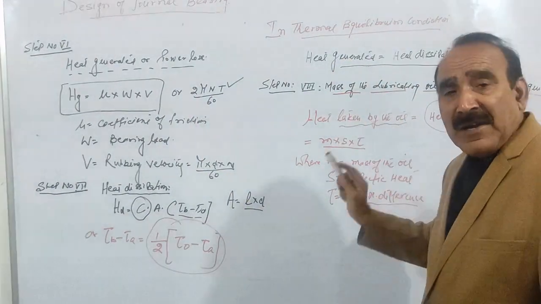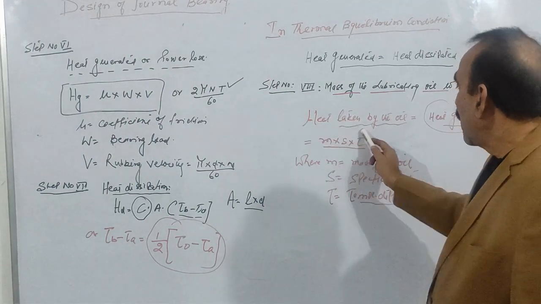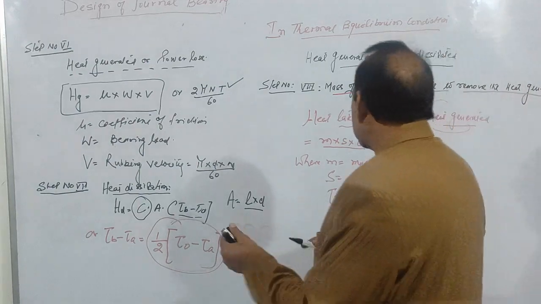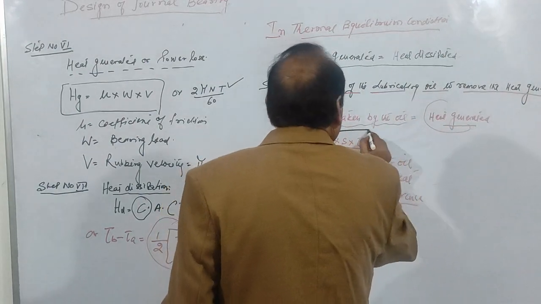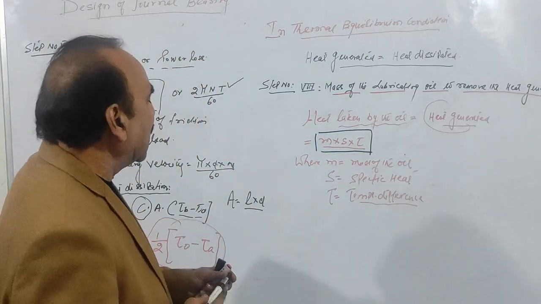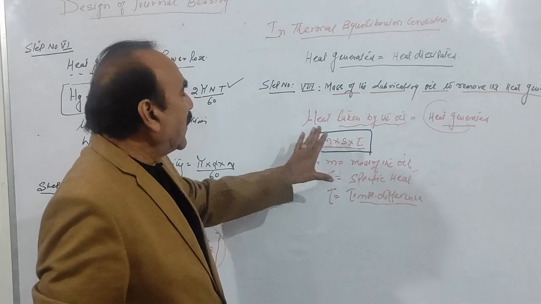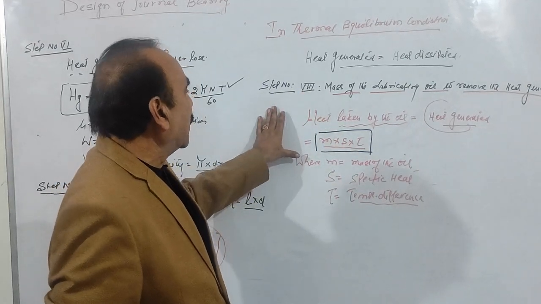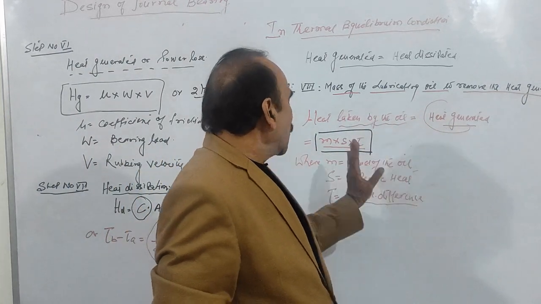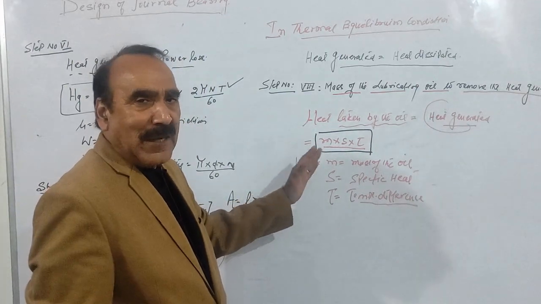So while calculating the mass of the oil, first you calculate this heat taken by the oil, and this is a very important formula, you must understand this and write it down. This is m into s into t, heat taken by the oil. When we equate these two equations, heat taken by the oil equals heat generated. So from this equation, you can calculate the mass of the oil, right?